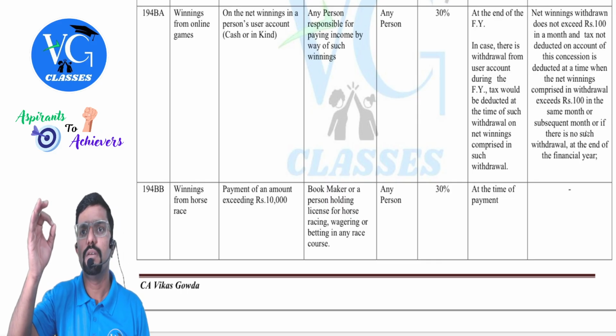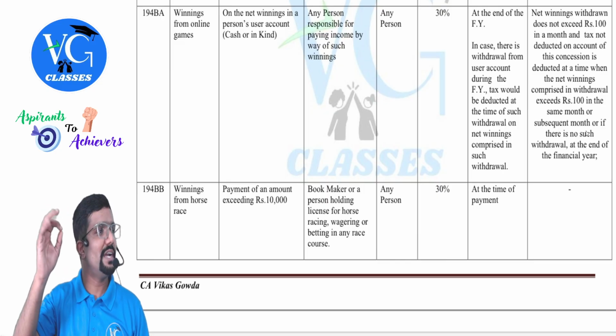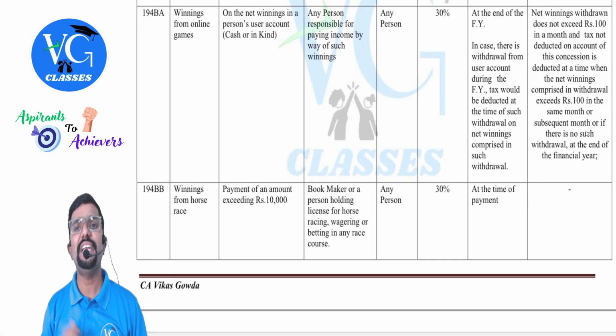Got it, Yashas? How much is the rate of TDS? 30%. When TDS has to be deducted? At the end of the financial year. That is in the month of March.